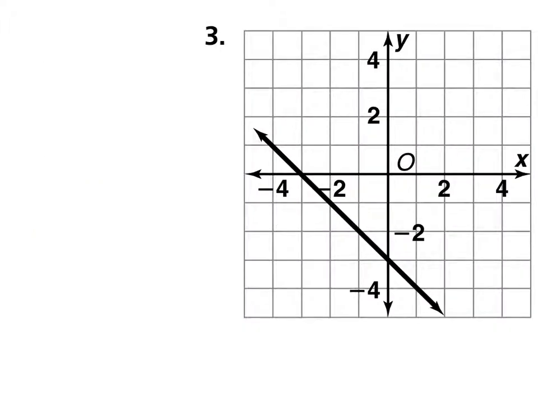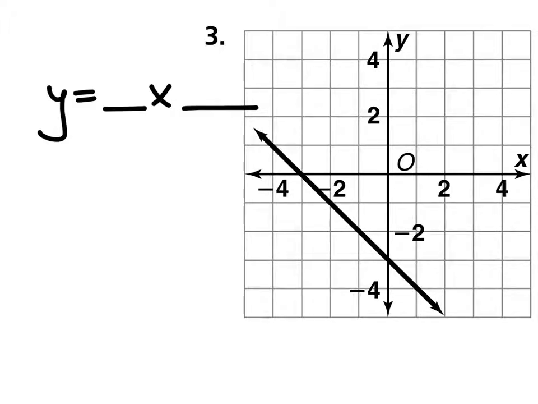Alright, here's number 3. Find the equation for this line, write it out, talk about it with your neighbor. Take 1 minute to do it. Go. Alright, for number 3, we should have the same pattern on this one. Y equals the slope times the x plus the y-intercept, whatever it is.